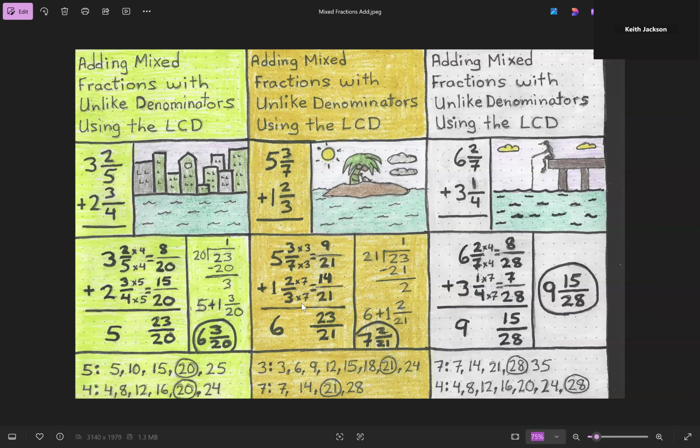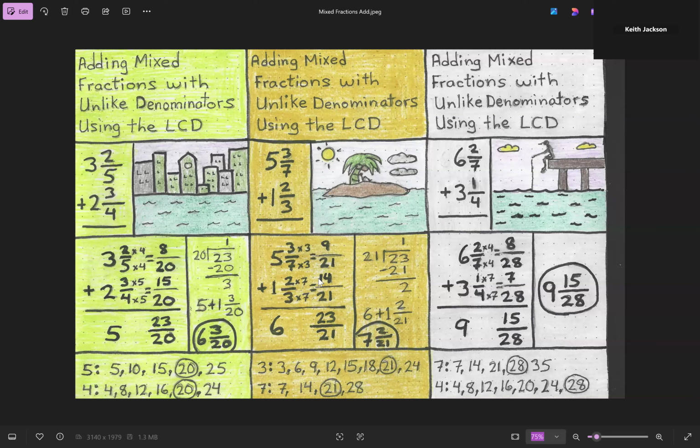Whatever we do to the bottom, we do to the top. So 2 times 7 will give us 14 right here. And so we know that 2/3 is the same as 14/21. And let's do the same thing with 3/7 because we know that 7 times 3 will give us 21. And whatever we do here, we do up here. And 3 times 3 will give us 9.